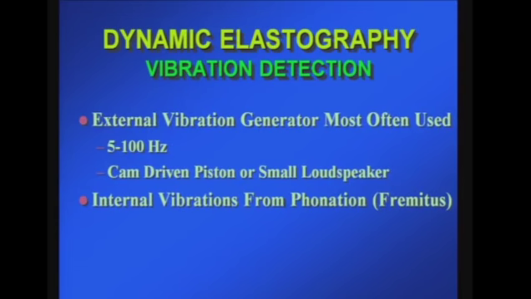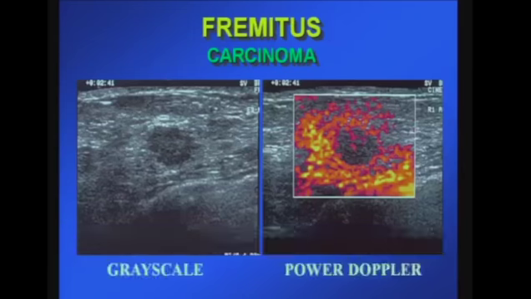The vibration methods use an external vibrator, often between 5 and 100 hertz, and it can be a piston or a small loudspeaker attached to the patient's skin, or you can even use internal vibrations from having the person hum. This is an example of the Fremitus method, where you have the patient hum. This is a breast cancer. The patient hums, and you use Doppler to evaluate the tissue vibration as it transmits through the tissue, and you can see that the cancer vibrates less than the surrounding tissue.